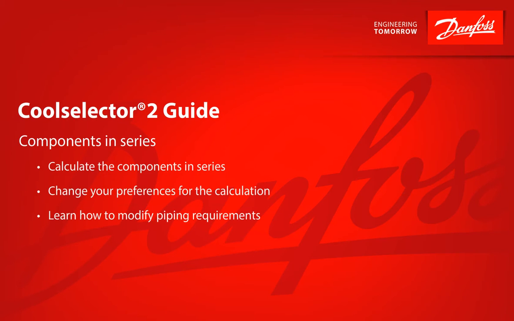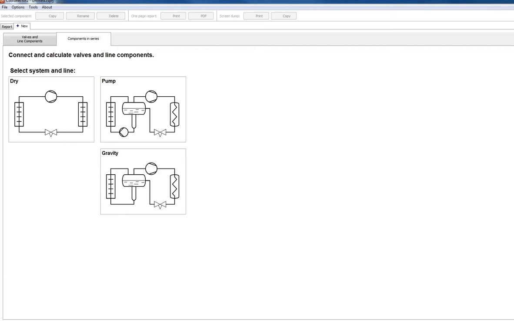In this session, we will calculate the components in series. After this video, you will know how to calculate the components in series, change your preferences for the calculation, and learn how to modify piping requirements. We need to specify which line and system we want to calculate.